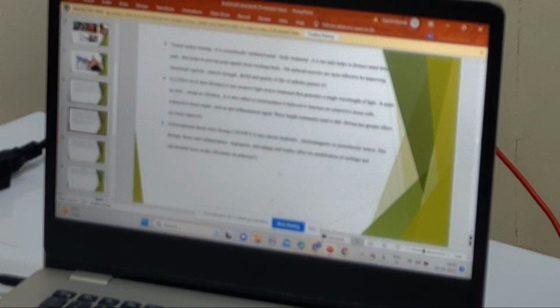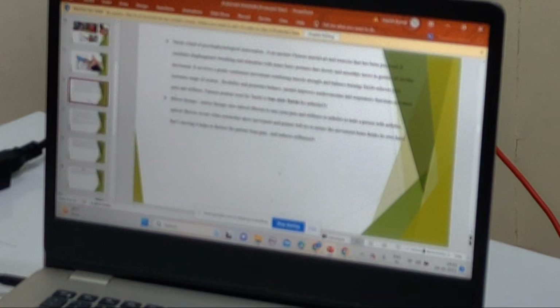Next, the next thing I'm going to explain is mirror therapy. Mirror therapy uses optical illusion to ease joint pain and stiffness in arthritis. To treat a person with arthritis, the optical illusion occurs when the researchers show the movement and the patient tries to mimic it. The brain thinks that its own hand is moving, and it helps to distract the patient from pain and reduce their stiffness.